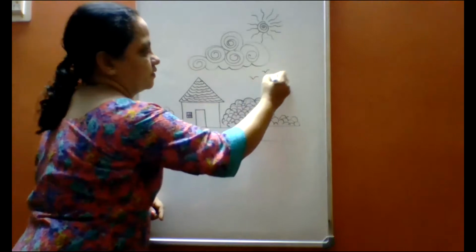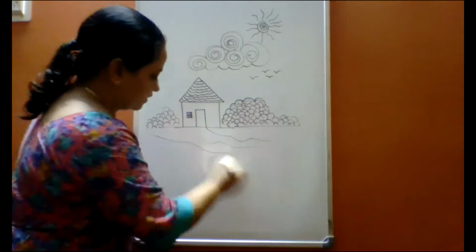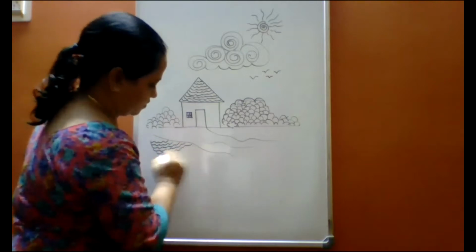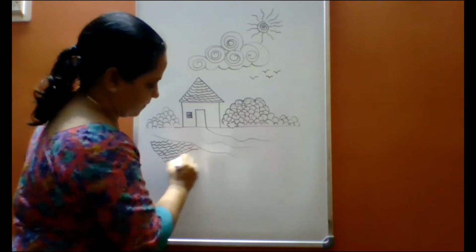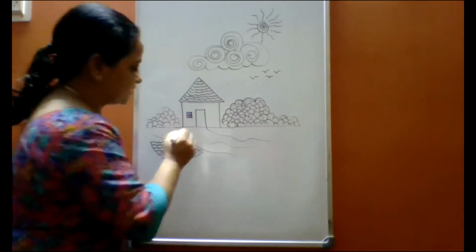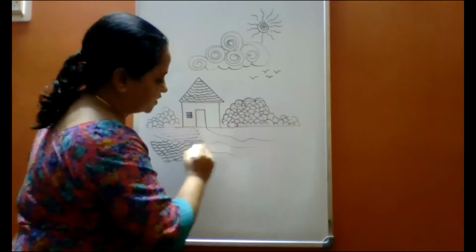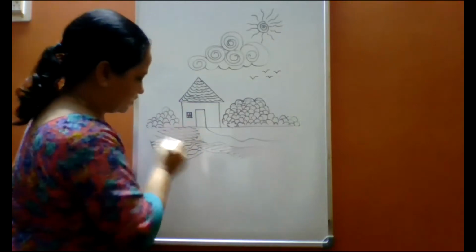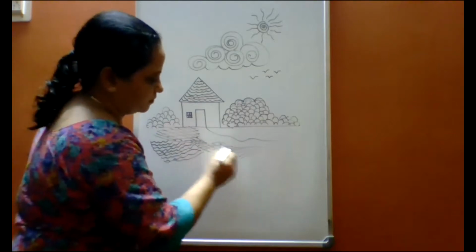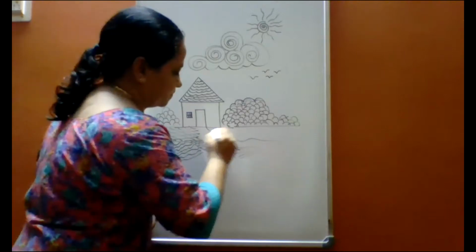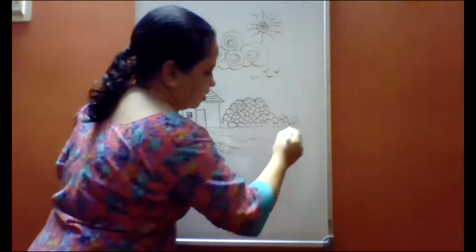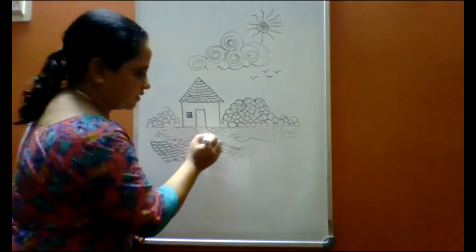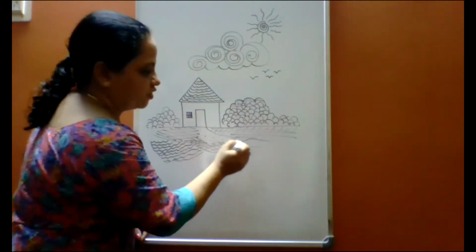Here few birds, and here is one river. I am using this pattern to make the river. And this space is looking very empty. Now I am going to draw with some horizontal lines, cross lines, slanting lines. This place also covered with some cross lines and horizontal lines. And the road is empty now. Now I am going to put few dots over here.